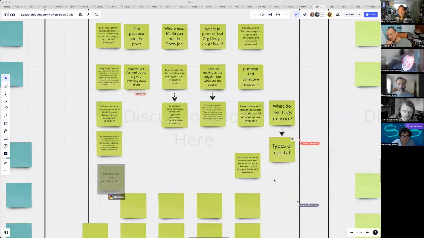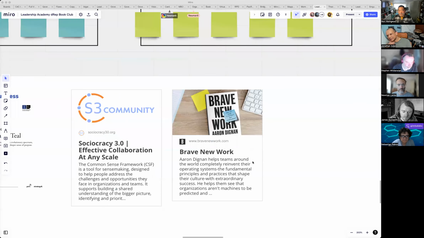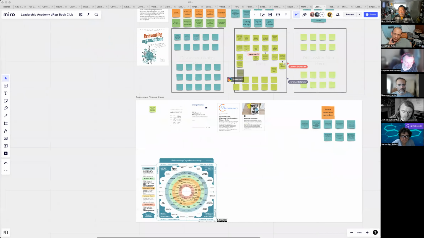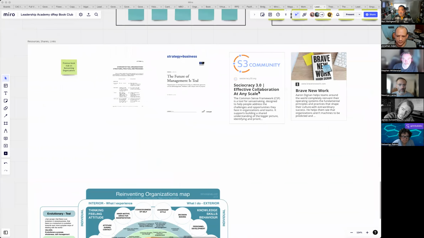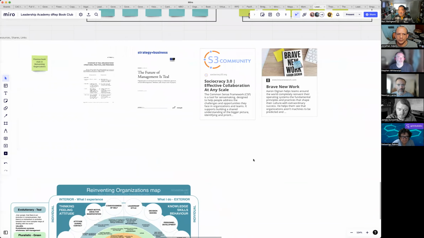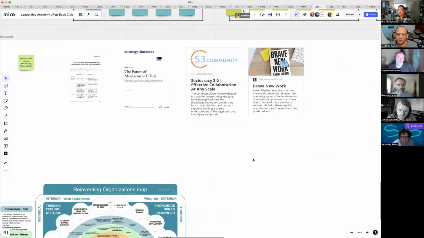There's a book I put down here in the resources section. Oh, by the way, this area is for anybody to drop links or articles or anything that support our conversation. Feel free to drop it in. I seeded it with a few. There's one here about Sociocracy 3.0, which I think is an open source evolution of sociocracy, holacracy, and a few other things. And I think it's a really good example of a Teal operating system for an organization.